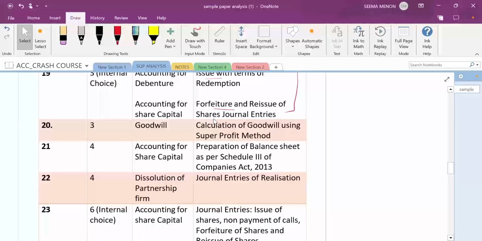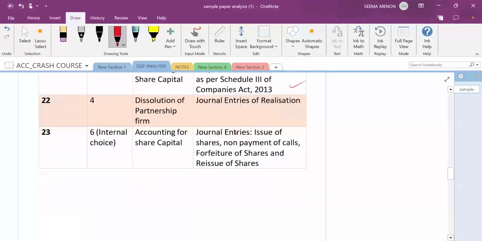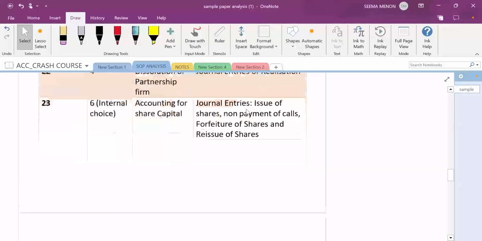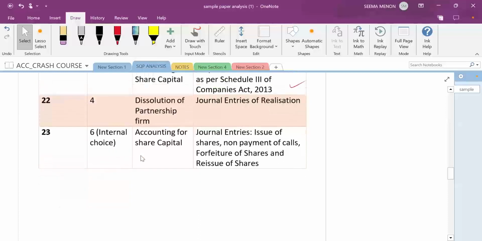Then there is a must question that is from goodwill. Every year it will be there. Out of the 3 methods, any one method may come; in our sample paper, it is the super profit method. Accounting for share capital is a must question without any internal option. That is preparation of balance sheet as per Schedule 3 of the Companies Act 2013. Dissolution of partnership firm is purely journal entries for realization. So here the 2 questions of 4 marks are over.